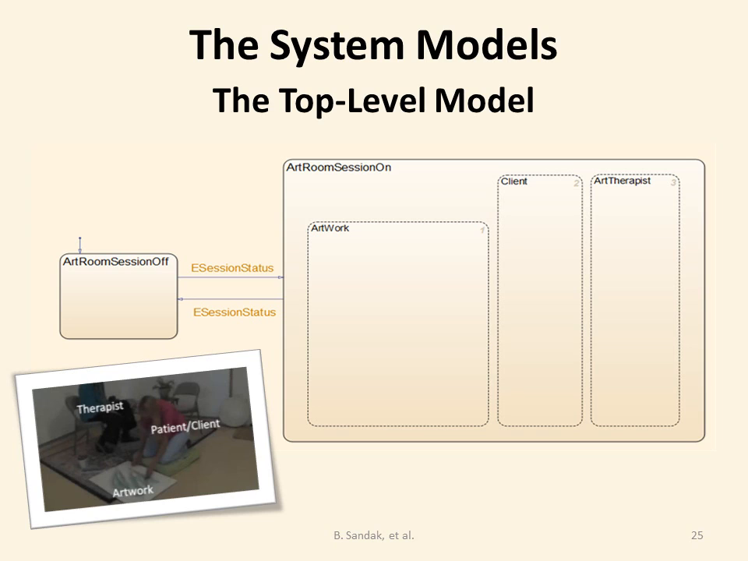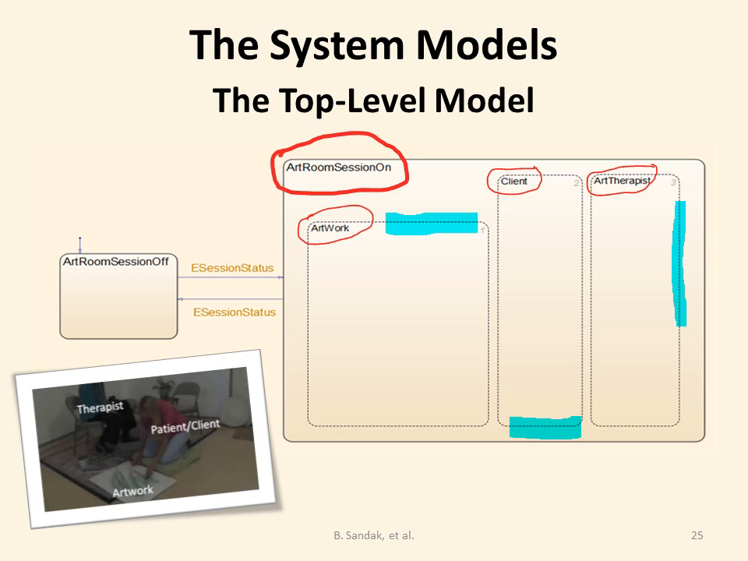The artwork, patient, client and therapist, the 3 main entities composing the art room, function and operate in parallel. Thus, as shown in the Statecharts diagram, they are depicted as concurrent states: artwork, client, and art therapist, represented by dashed lines and encompassed by their parent superstate, art room session on.